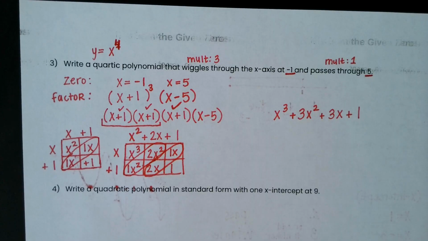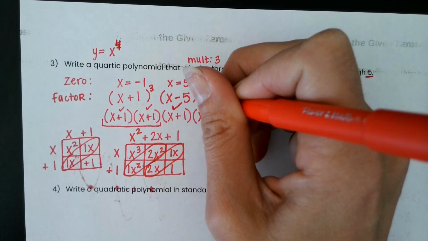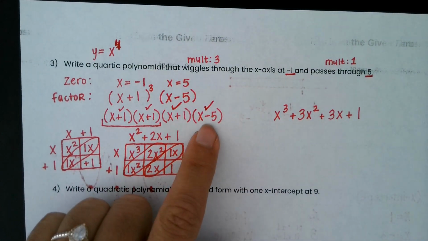It's going to be 4 spaces. What's going to be our very last step that we have to do? That's going to be x minus 5. Yep, we've got to multiply it with one more thing, the x minus 5.